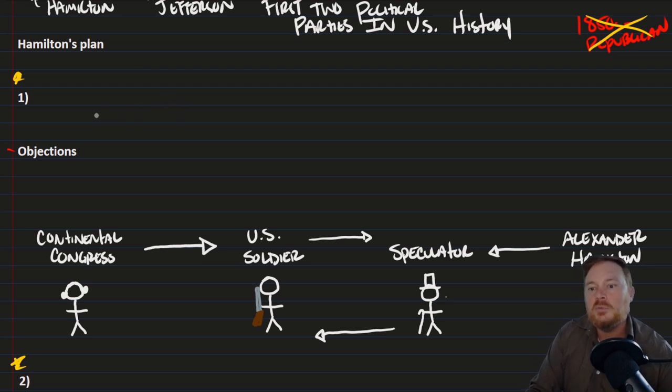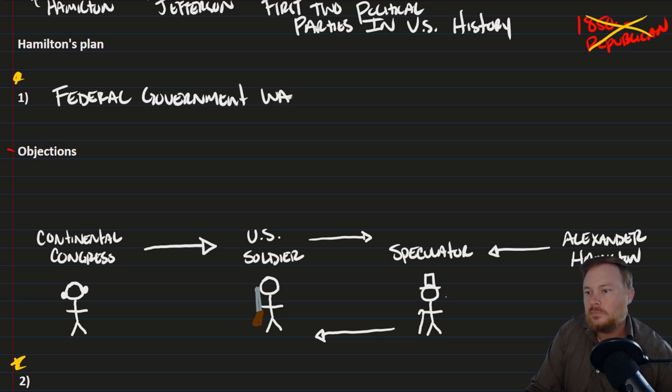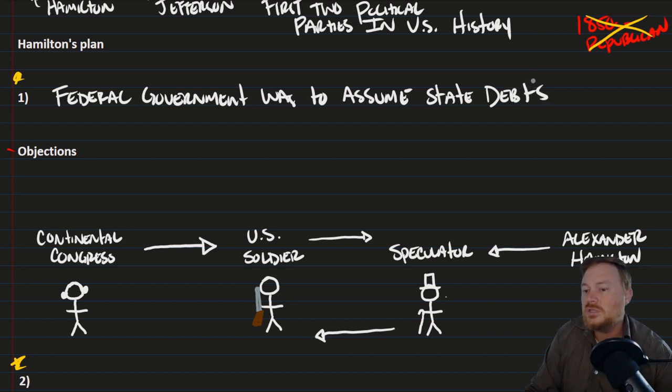So, plan number one for Hamilton's plan to save the economy: the federal government was to assume state debts, right? Was to assume state debts. And so, with the ending of the American Revolution, war debt was a really big problem.